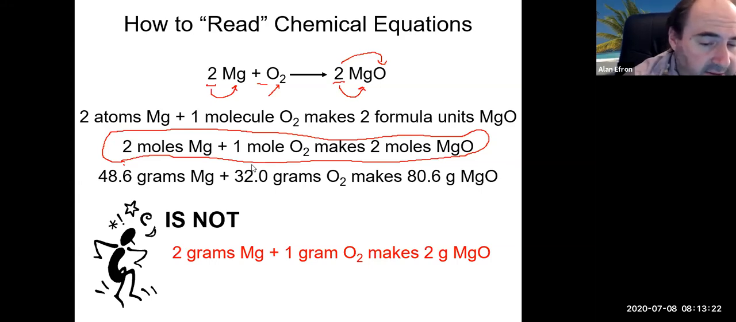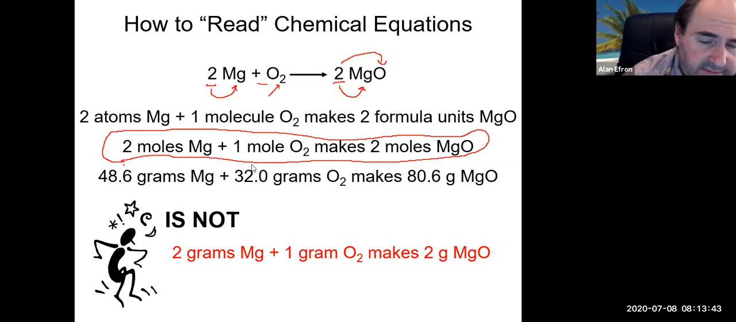So if you add up all the molar mass on the left-hand side there, 32 grams of O2, again, that's 16 grams each for each oxygen, plus the 48.6 gives you 80.6 on both sides. So we have that conservation of mass in terms of the elements because we do have the conservation of elements.